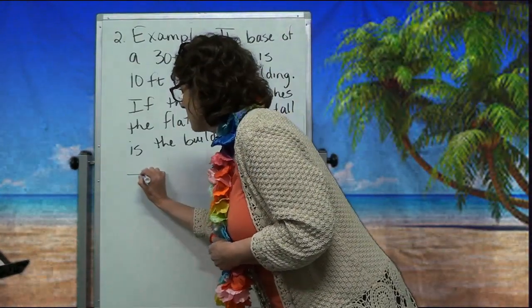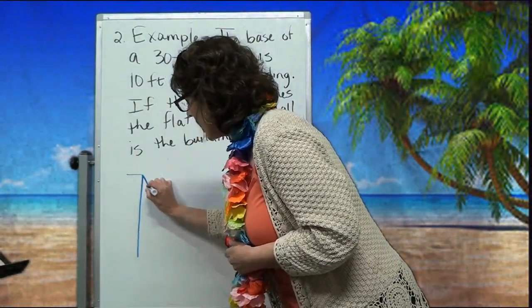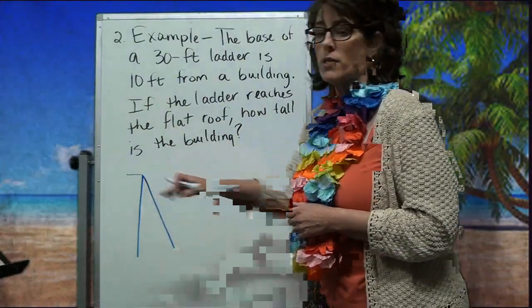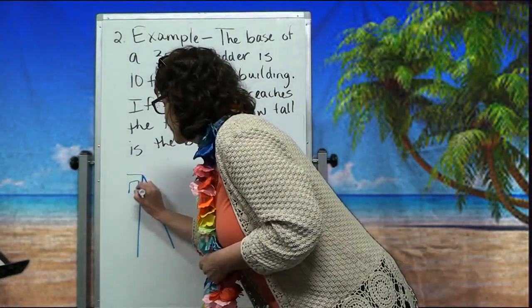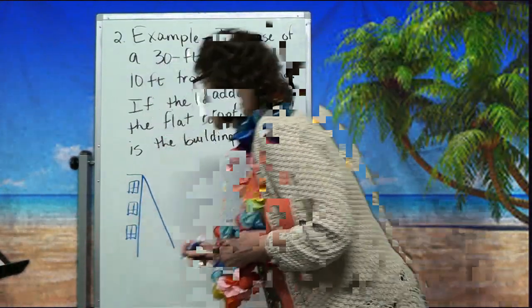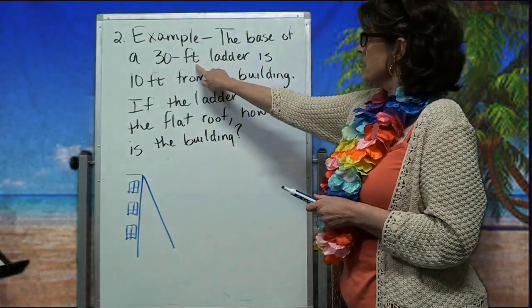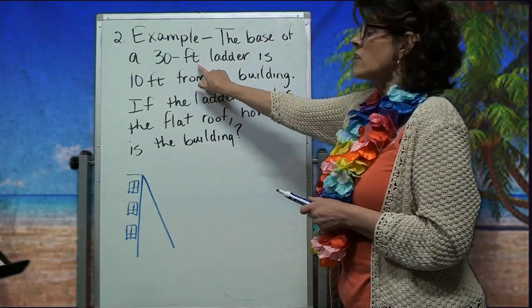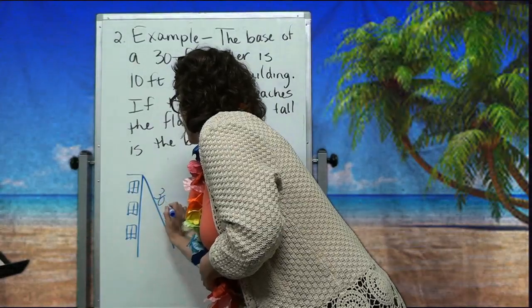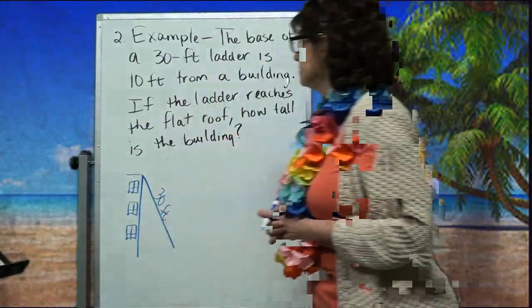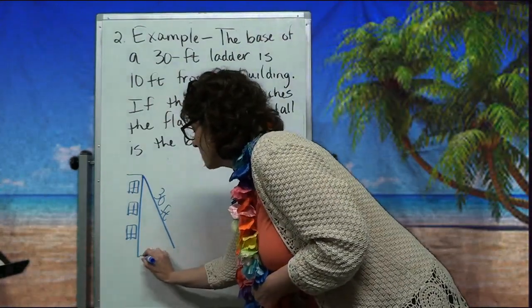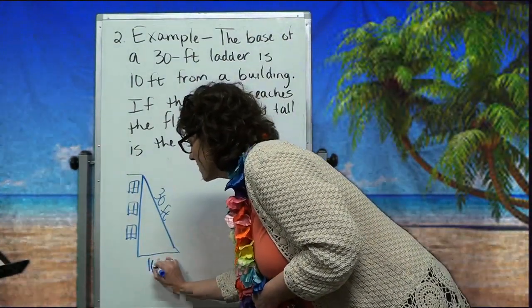So in my picture, here is my building, here's the ladder that's leaning up against it, and it says that the ladder reaches the flat roof. So here it's reaching that flat roof, and here's my building with all of its windows. And I know that it says the ladder is 30 feet. So I'm going to label this side, here's my ladder that's 30 feet. And it says the base is 10 feet from the building. So if I come out from the base of the building, this is 10 feet.